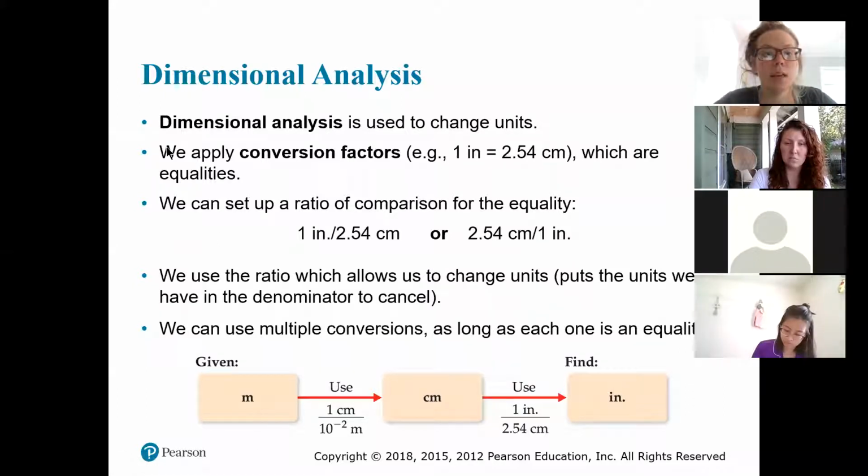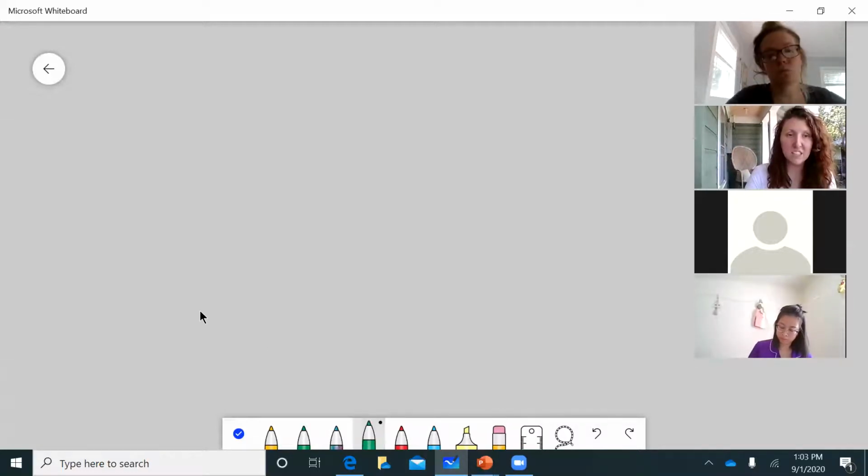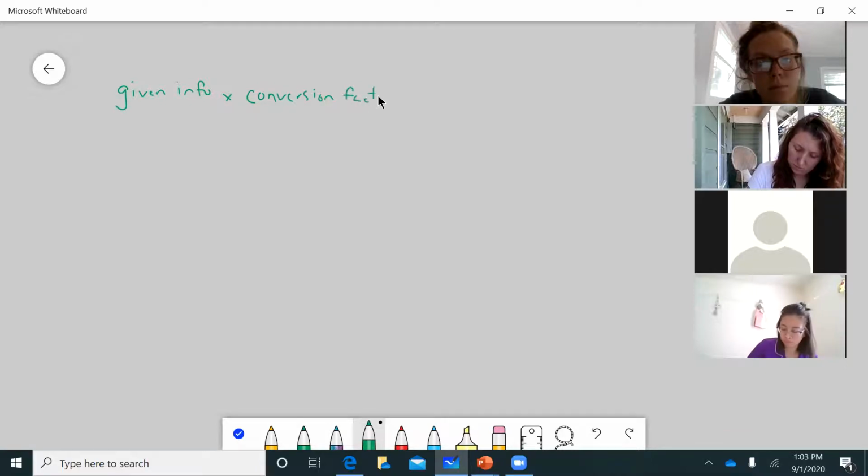And this, again, is literally the only slide on this. So we're going to go back to our board here and I'm going to write a couple things. Okay. So this is our general formula for a dimensional analysis. It's going to be given info times your conversion factor, and this will equal your final info.